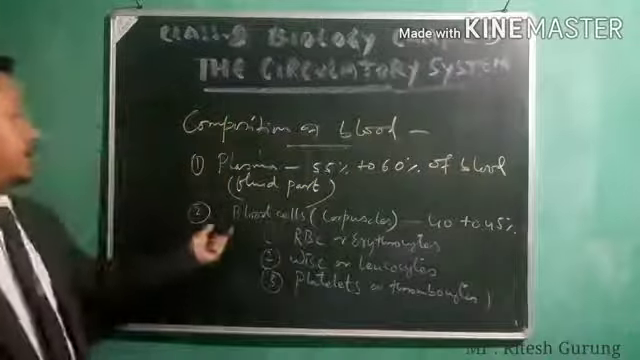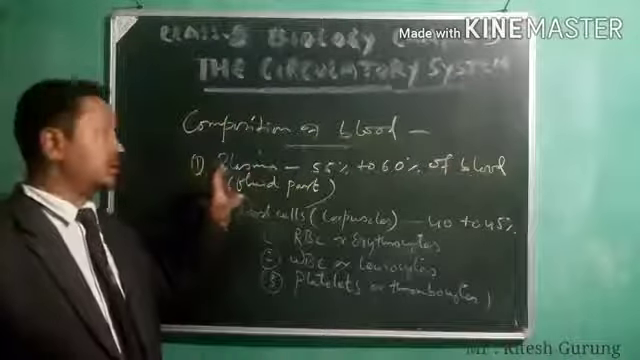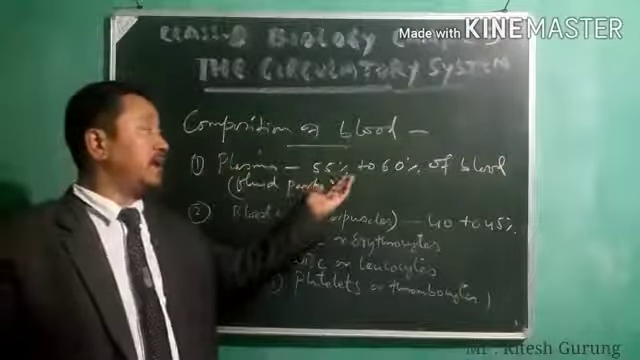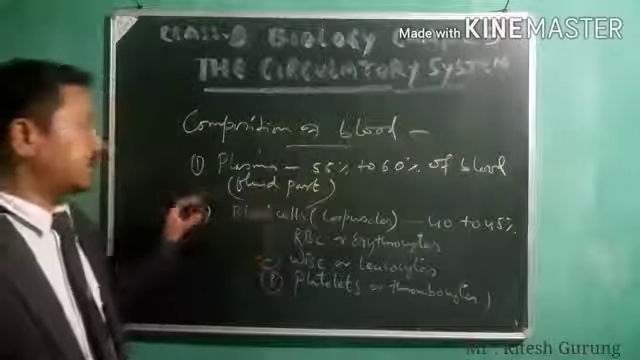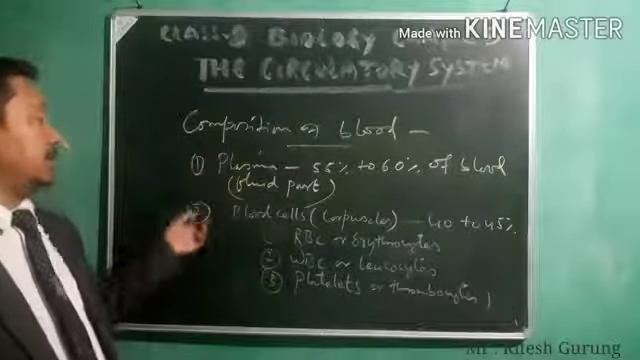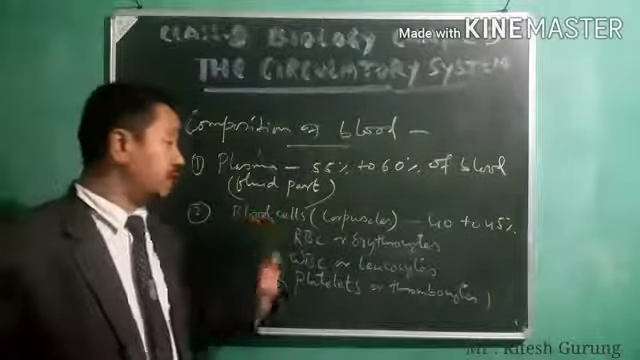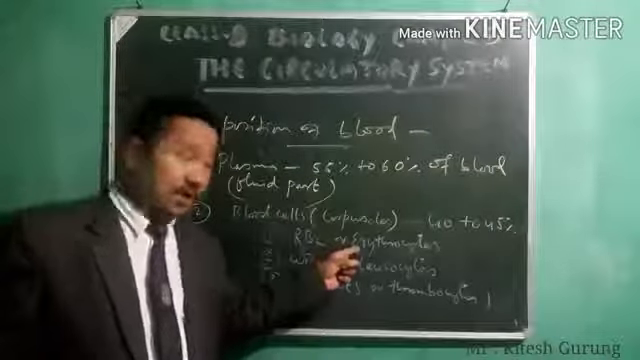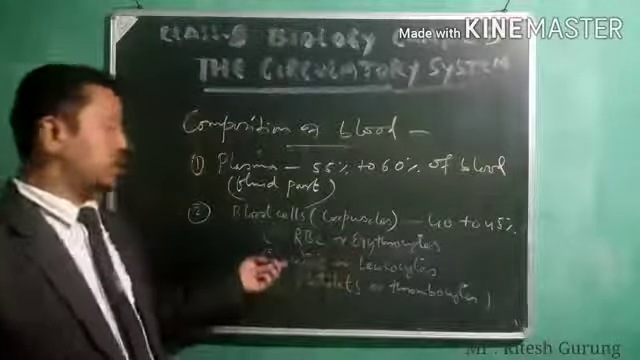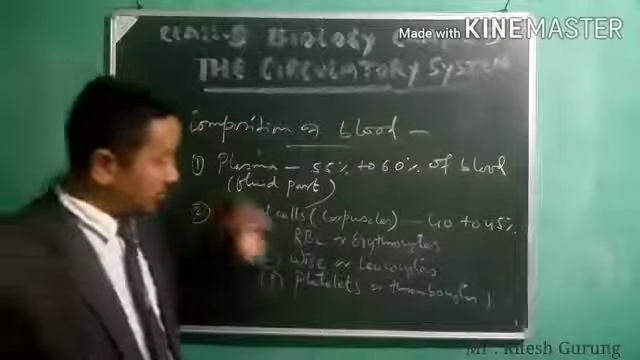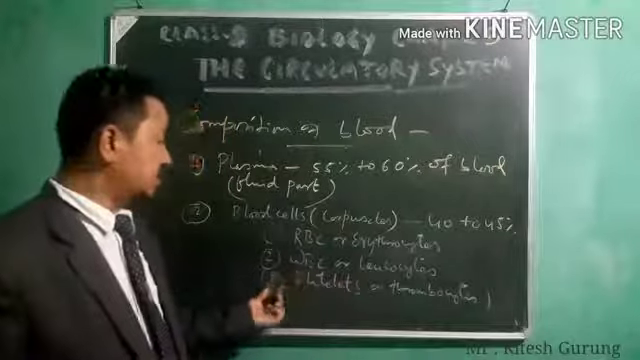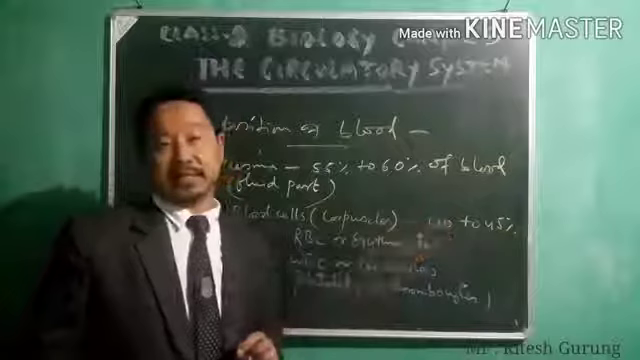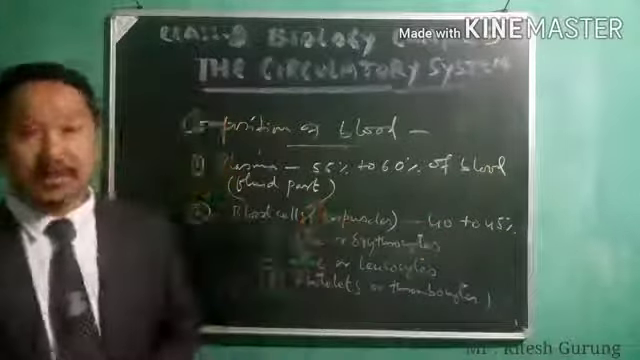See, blood is composed of mainly these two things, that is blood plasma, about 55 to 60% of blood, the fluid part, and the other one is blood cells, which are of three types: RBC, red blood cells, whose other name is erythrocytes; WBC, white blood cells, whose other name is leukocytes; then the third one is platelets or thrombocytes, which together make about 40 to 45% of your blood. So this is how your blood is composed.